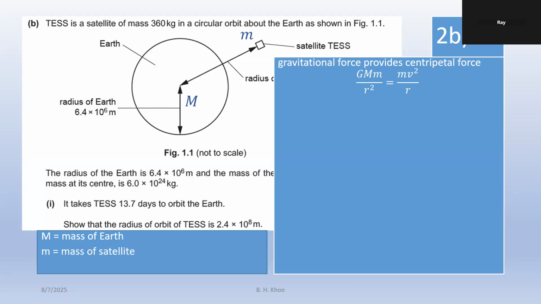But it's important that you do not leave out the essential step. This one, you are supposed to memorize this formula. So they allow you. So this one is 1 mark, both 1 mark. Gravitational force provides centripetal force.